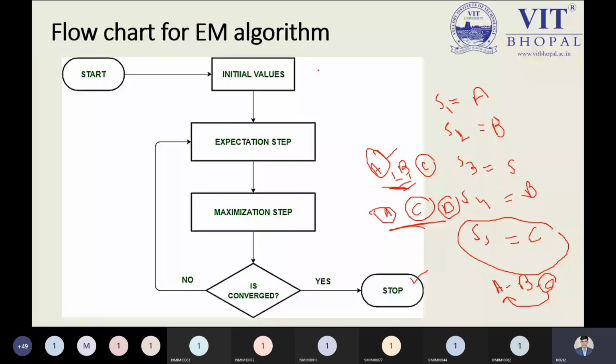Say yes or no. So actually, say something. Students, you have to speak something. Yes, sir, it's clear. So any doubt in the fundamental, this flow chart of the EM model? Or anything you want to ask?